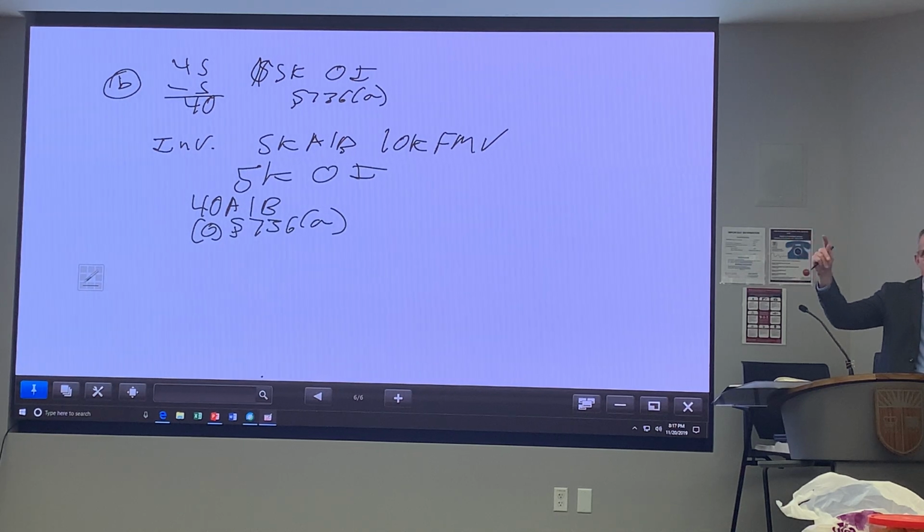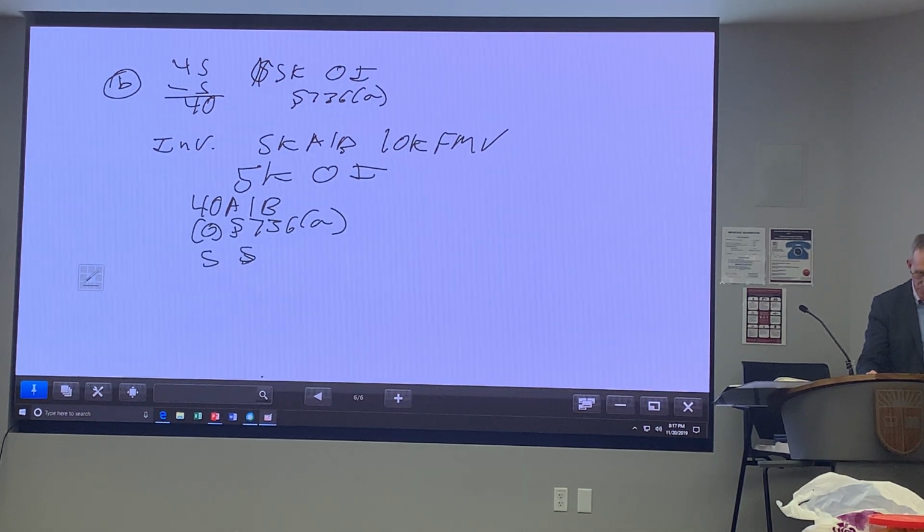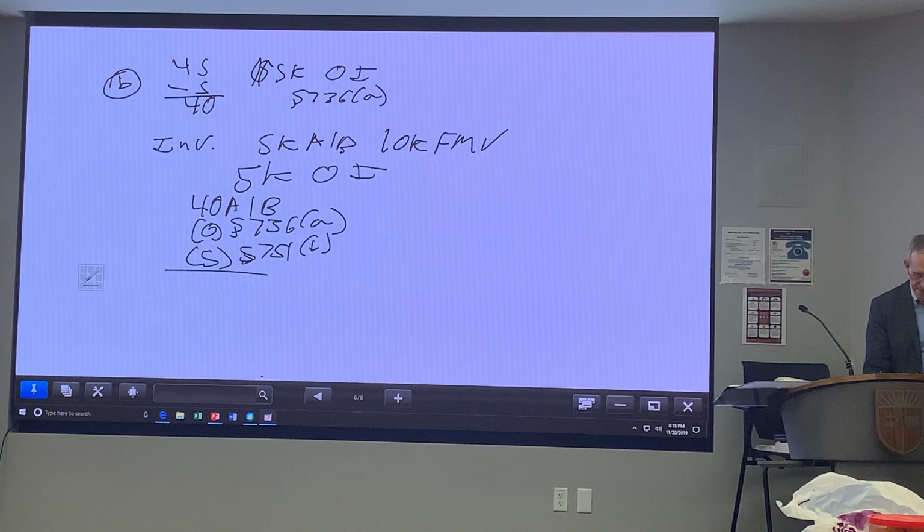By only $5,000 this time, right? Because the inventory had an adjusted basis of $5,000. So his outside basis went down by $5,000 because of the 751(b) phantom distribution. So his adjusted basis went down to $35,000.